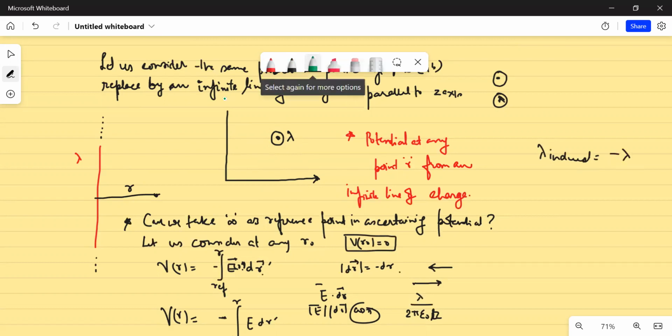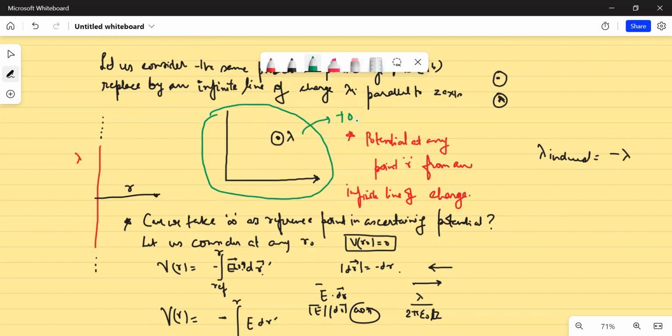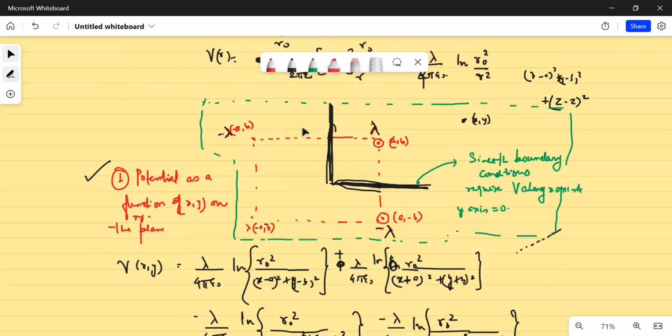So if you draw a boundary around it, in this boundary the total charge must be zero. Similarly, if you make a boundary around it, so you have this lambda. Because of this lambda, you will have minus lambda here. Because of this lambda, you'll again have a minus lambda here.